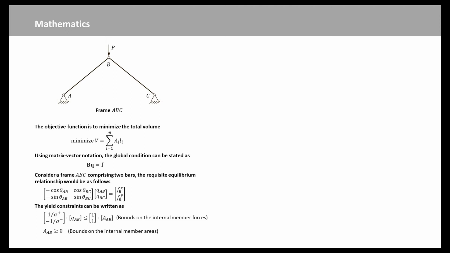The cross-sectional area of the member is not fixed and is a problem variable. The area A_AB is larger than 0. Finally, the new objective function is to minimize the total volume, for a problem comprising M members, where A_i and L_i respectively are the areas and lengths of a given member i.